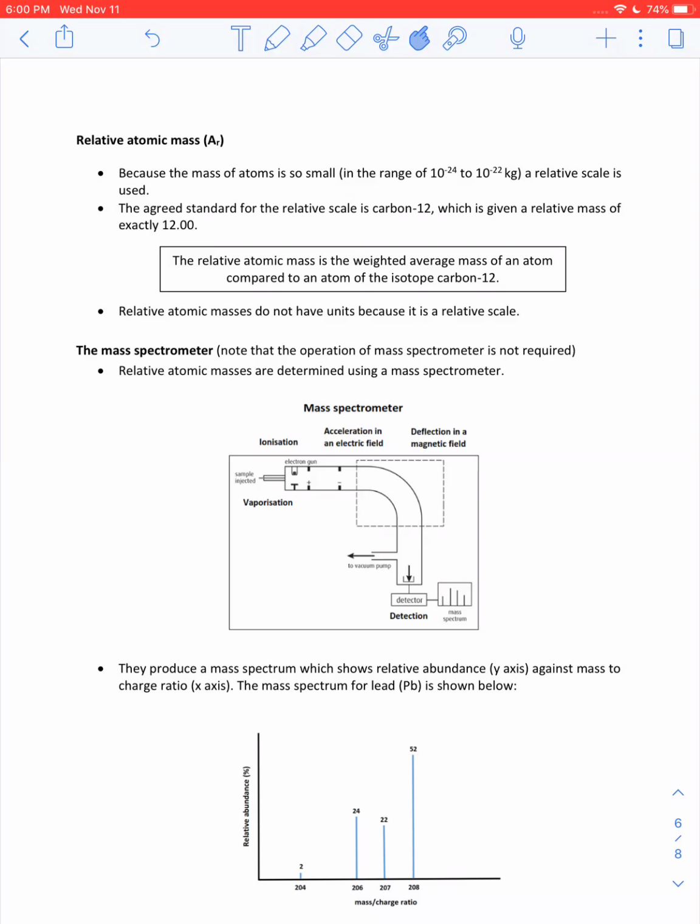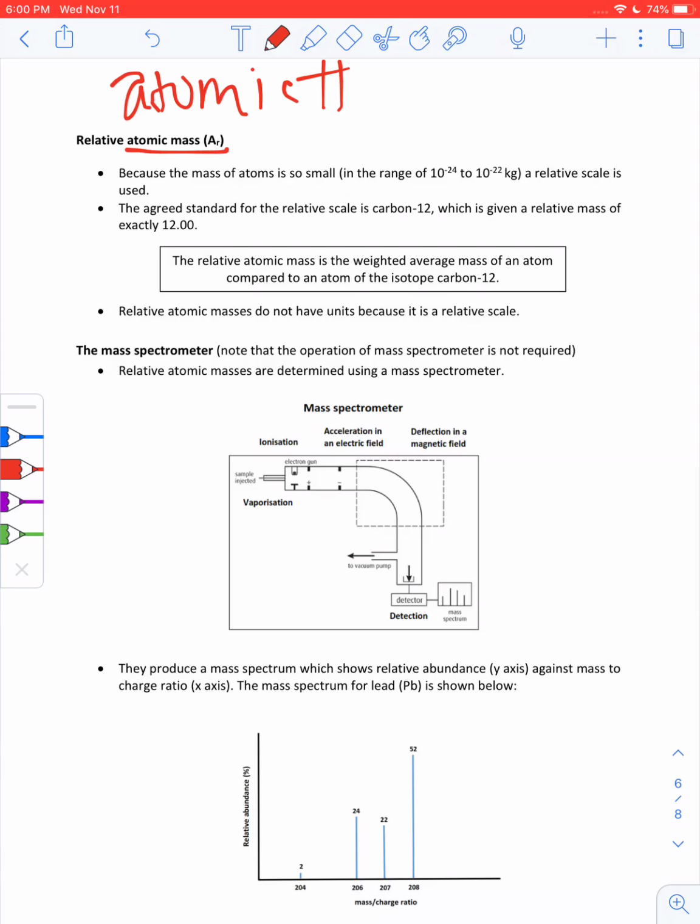So the second part of topic 2, part 1, has to do with calculating the atomic mass of an element. Last class we talked about atomic number and mass number. I want to make it very clear, these three terms are all different things, okay?